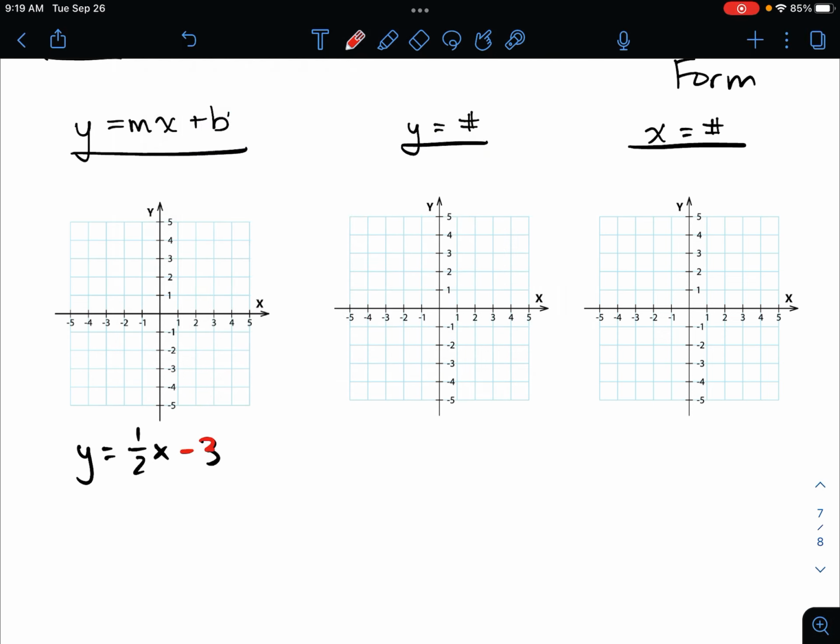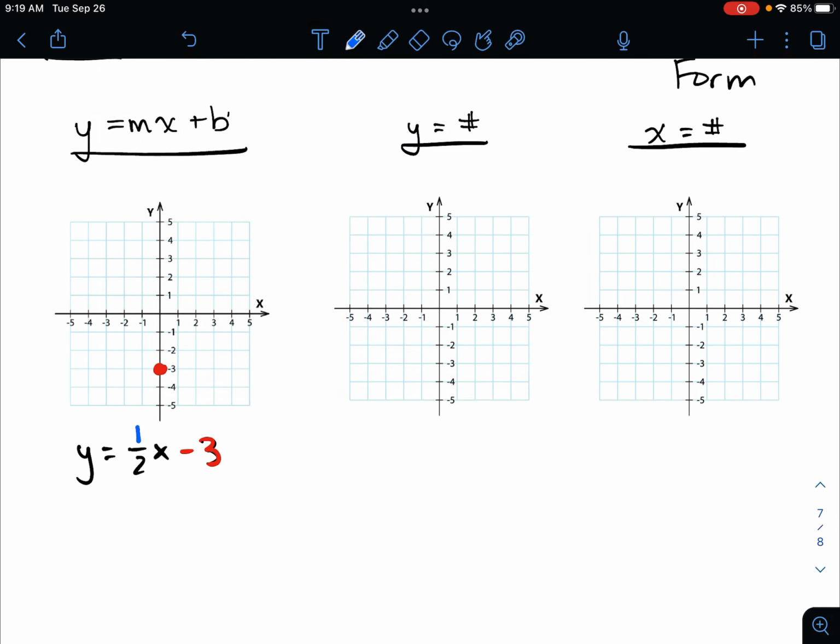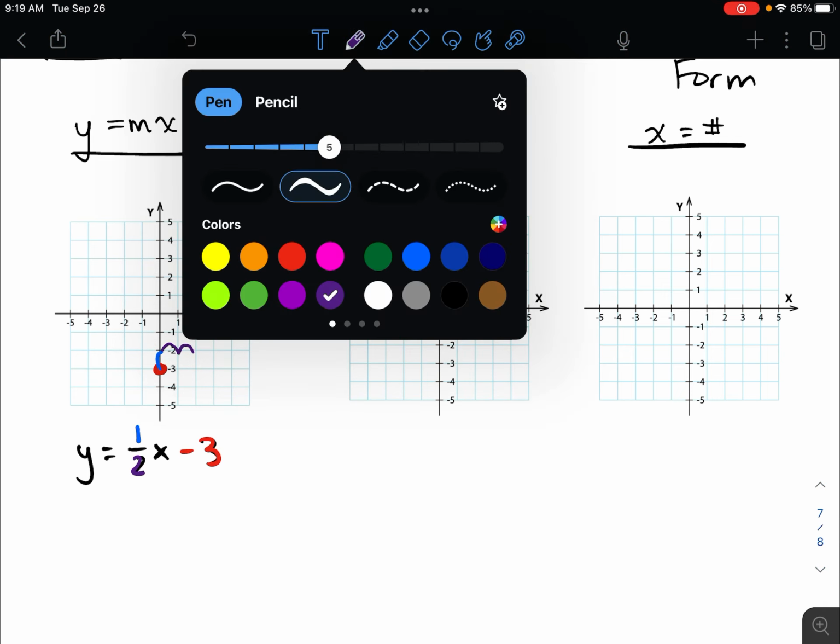Well, we know that the minus 3 is my starting point, so I'd start here at -3. We do not start on the x-axis, all right? We start on the y-axis. And then my rise is 1, and the run is 2. So that means I travel up 1 unit, and then I travel to the right 2 units, 1, 2.